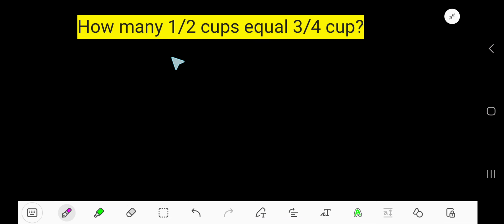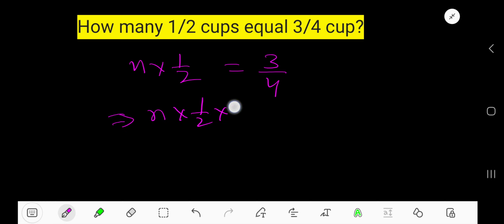How many half cups equal 3/4 cup? Okay, so let's say n times of half cup equal to 3/4 cup. That is, you need to add half cup of something n times. Find the value of n. So multiply both sides by 2.